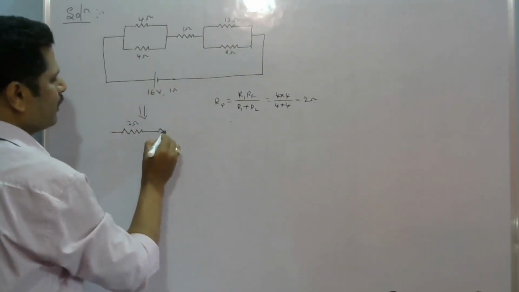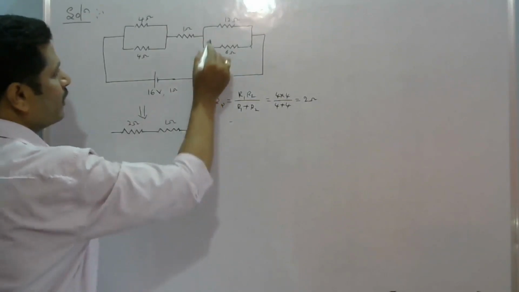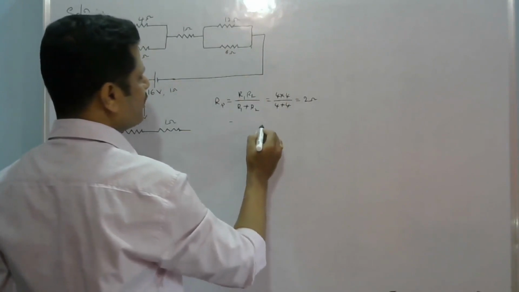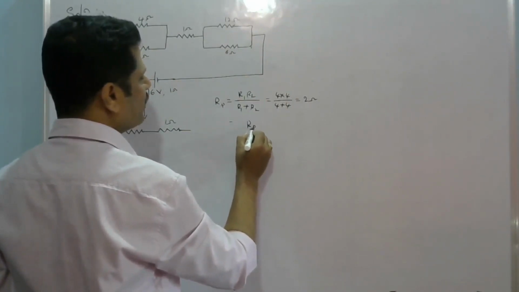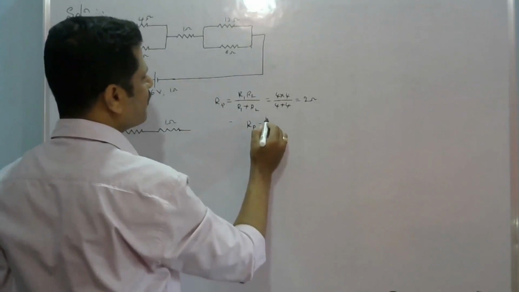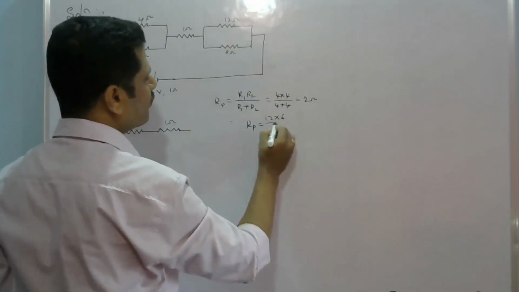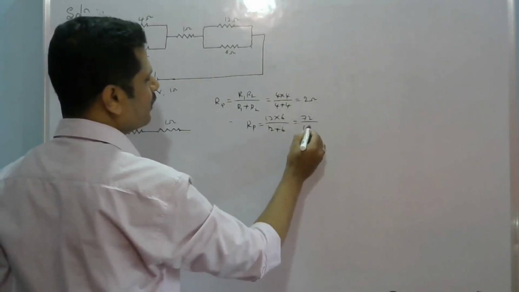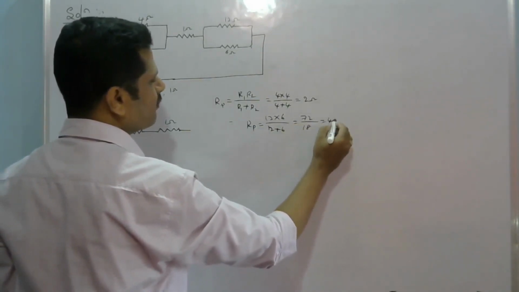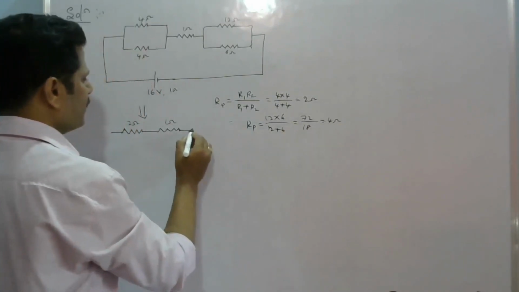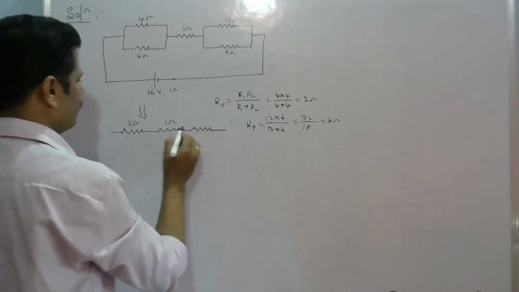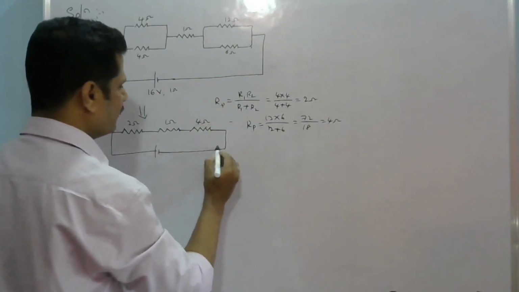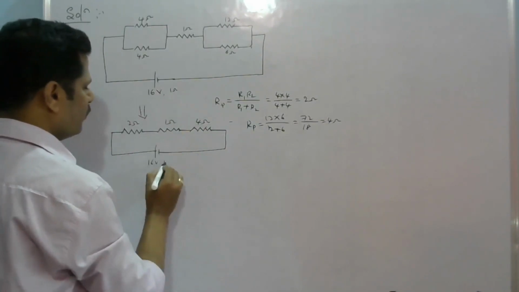Next here we have connected 1 ohm. And for the equivalent resistance of these other two resistors, we use the same formula, Rp equals R1 R2 divided by R1 plus R2. Here let me consider 12 as R1 and 6 as R2. 12 into 6 divided by 12 plus 6 equals 72 divided by 18. 72 divided by 18 is 4. So this becomes 4 ohm, and this is connected to the external source of EMF 16 volt and 1 ohm resistance.